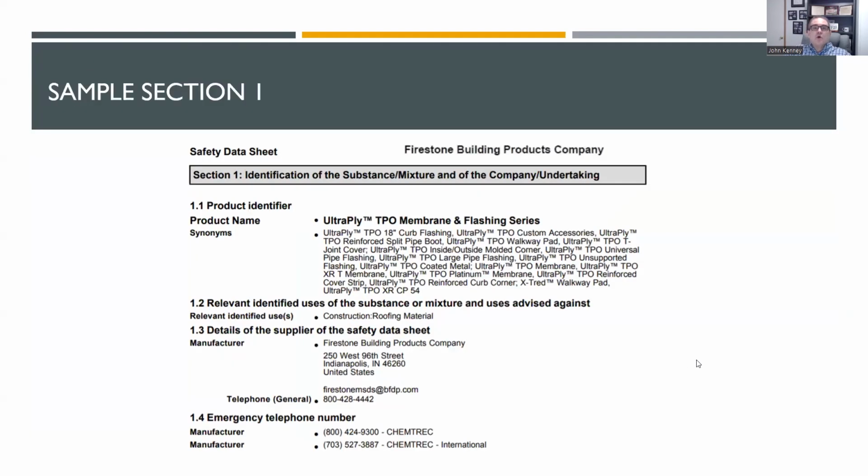So again, here's section 1. This is an older one. It's now Elevate, but this was Firestone, a typical building products example. Look at what's underneath section 1.1. That is your product identifier. It's going to tell you everything that this sheet covers. Relevant uses, again, construction roofing material. Details of supplier and safety data sheet manufacturer. It's going to tell you the information on the company that manufactured or produced this information. It'll give you an emergency phone number for the manufacturer.